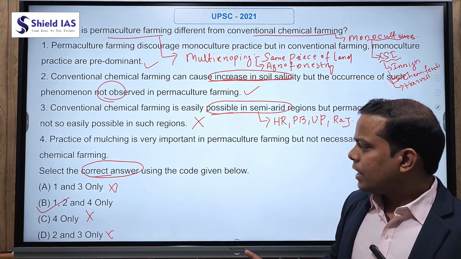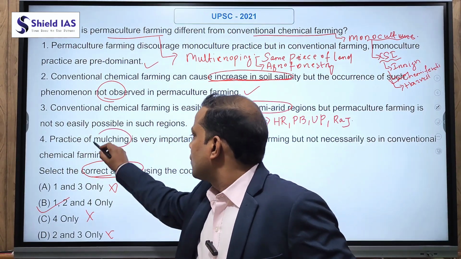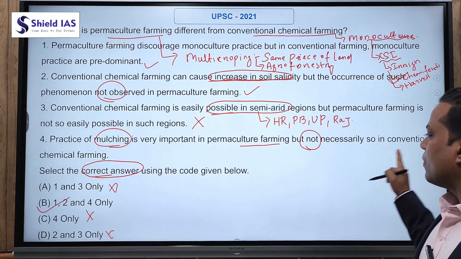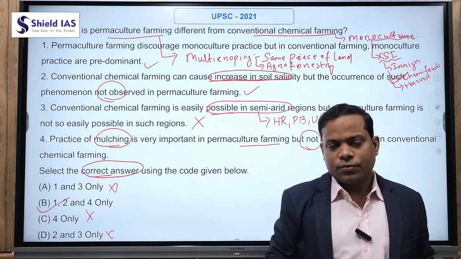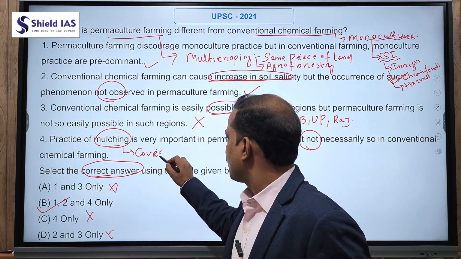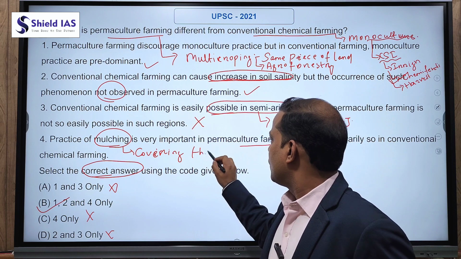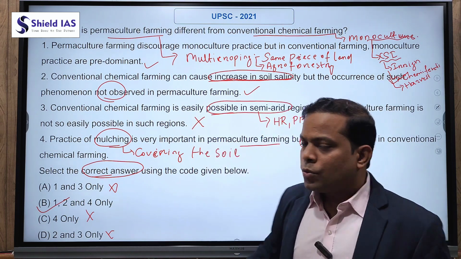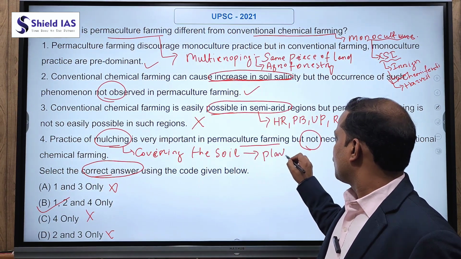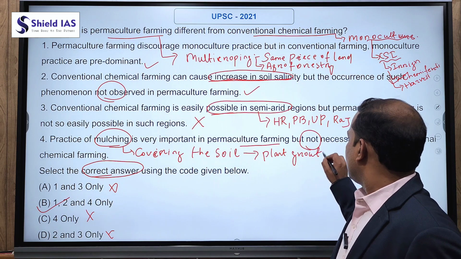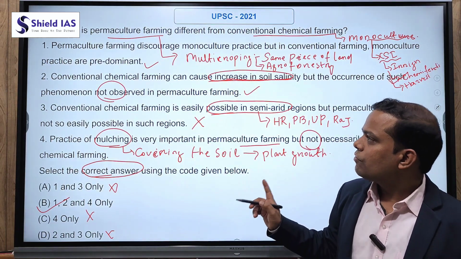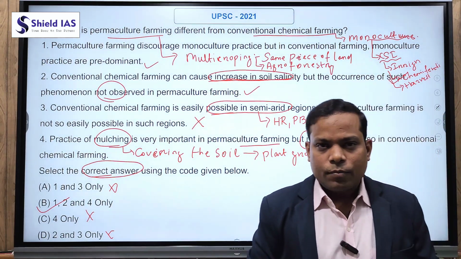And the fourth statement is also correct. Why? It says that the practice of mulching is very important in permaculture farming but not necessary in conventional chemical farming. So what does the practice of mulching mean? Mulching is a process of covering the soil. Why? To make it a more favorable condition for plant growth. So here the fourth statement is also correct. So the correct answer is B, 1, 2 and 4. Now let's move to the next question.